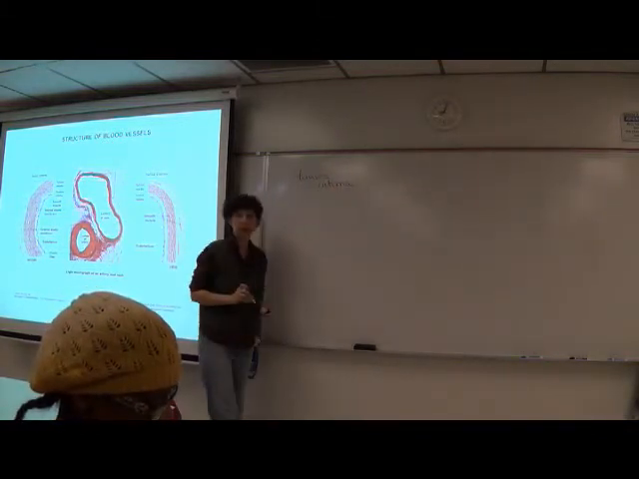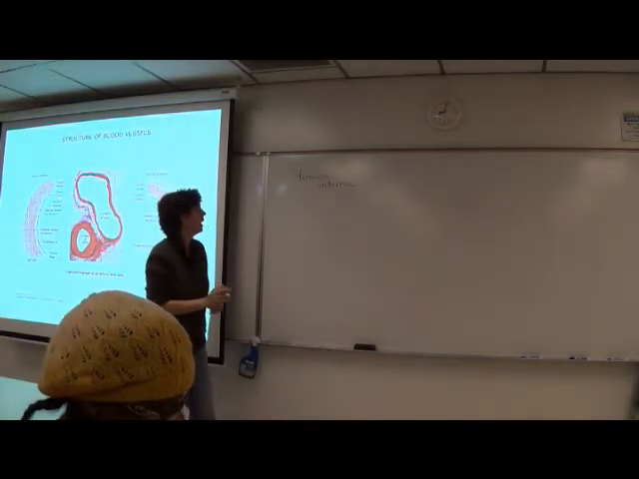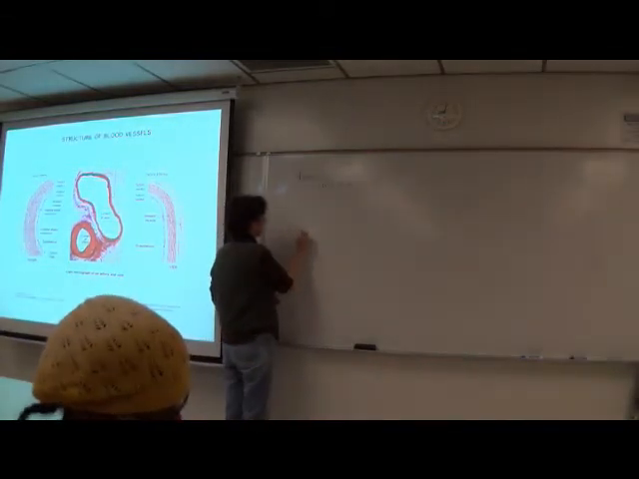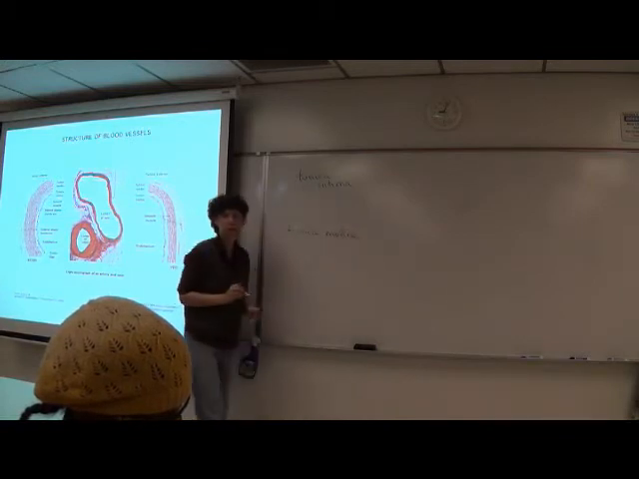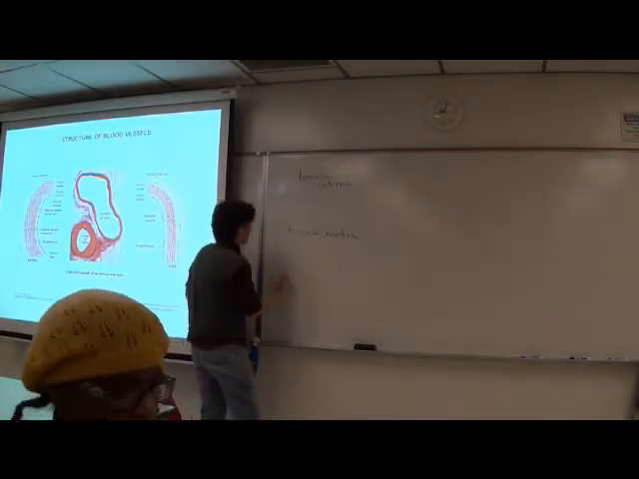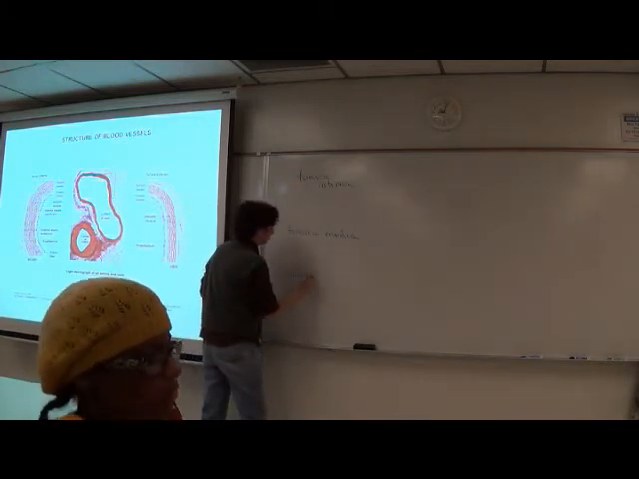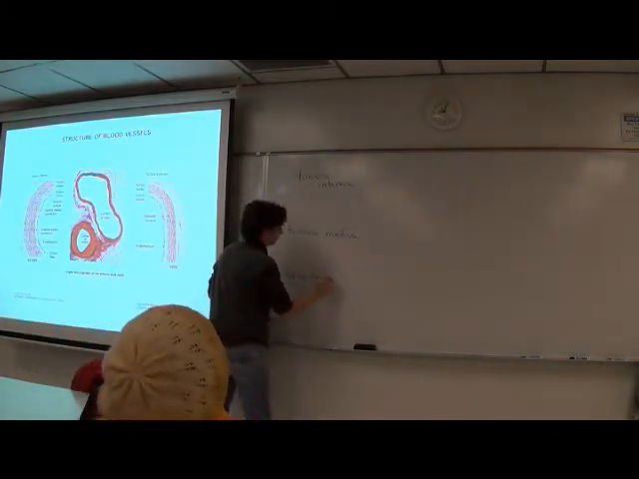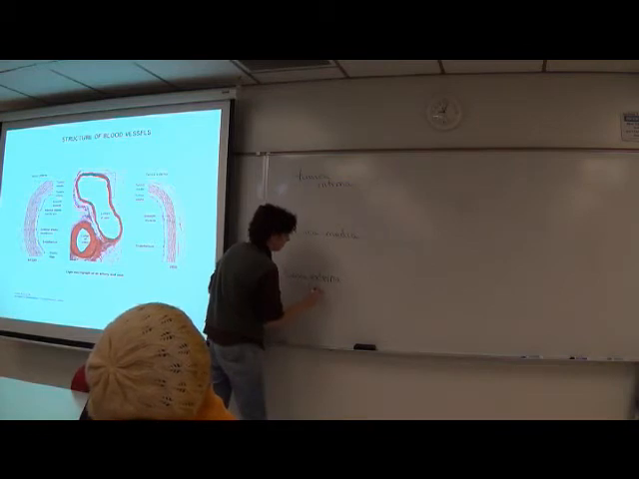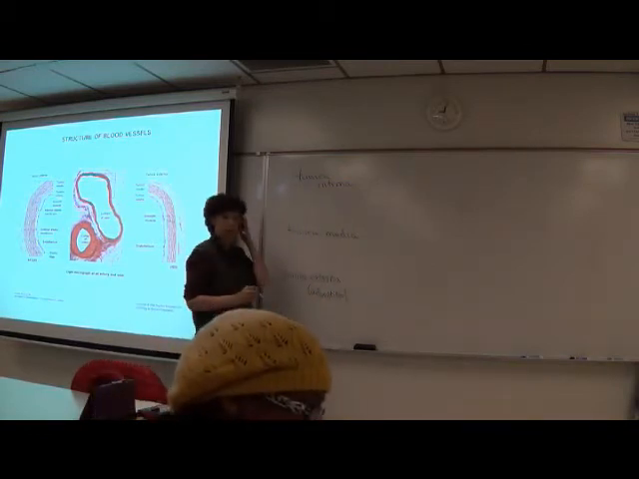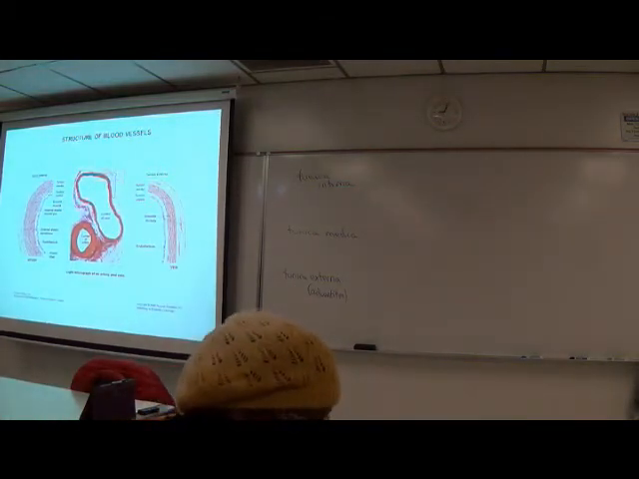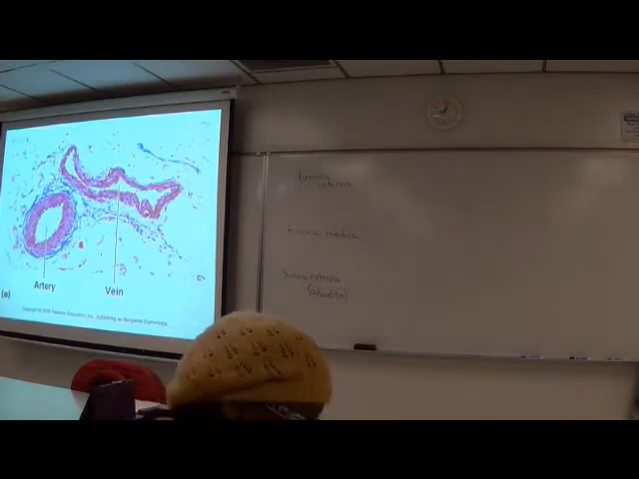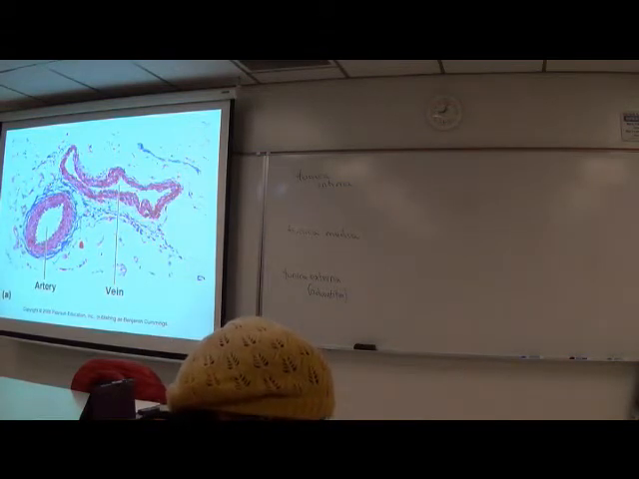We have a tunica intima, tunica media, and a tunica externa or adventitia. And those are the three layers that we find in all the vessels except the capillary and the post-capillary venule.